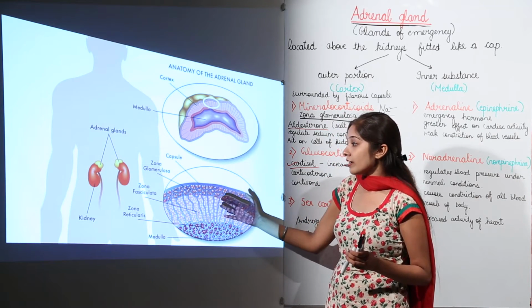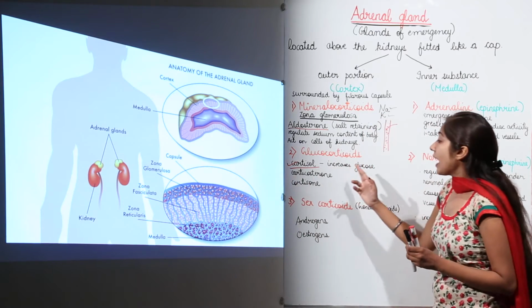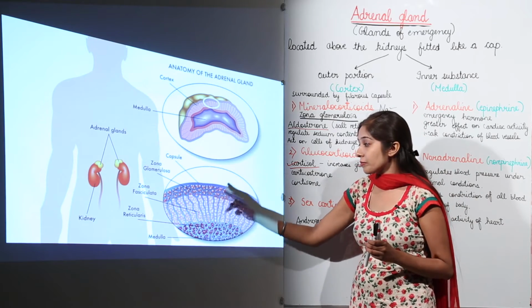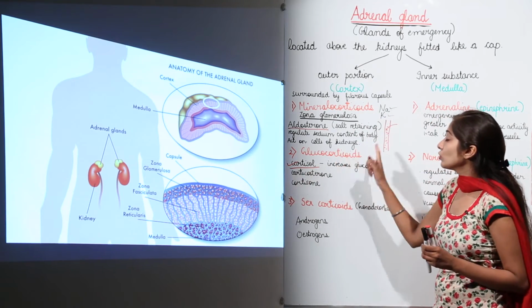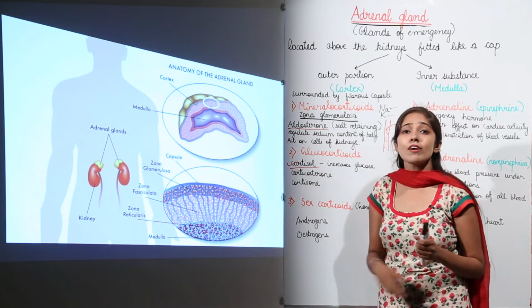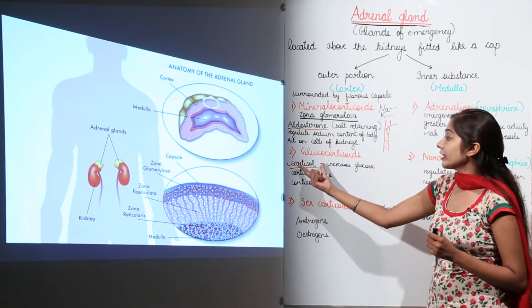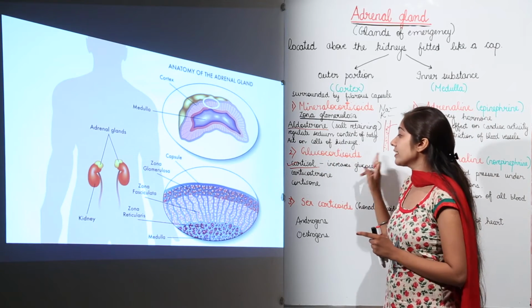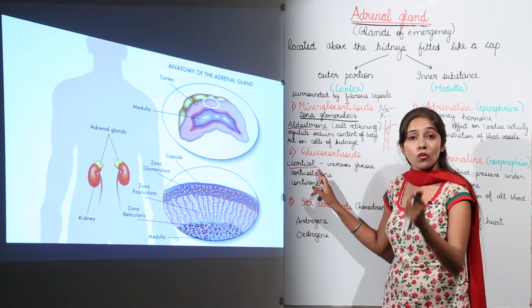We have zona fasciculata, and the zona fasciculata cells are, you can say, elongated, branched, and they secrete the glucocorticoids, and the major glucocorticoid is cortisol. 95% it is cortisol. So, the most abundant hormone under the category of glucocorticoids is the cortisol hormone.